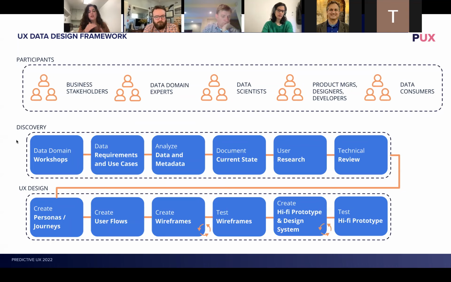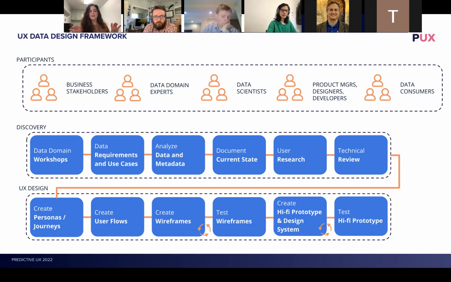And these are just two phases, two swim lanes in a project. But we wanted to illustrate here today that the discovery phase is a lot like any discovery phase you go through for a product project. But what we do at the forefront is the data domain workshop, where we're really bringing all of these different participants together and everyone is sharing their insights and knowledge.